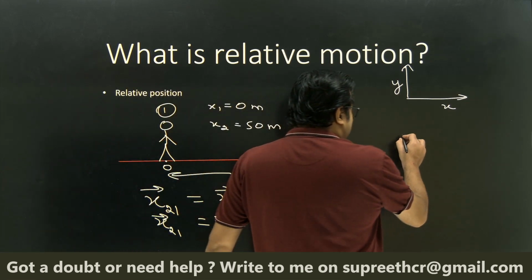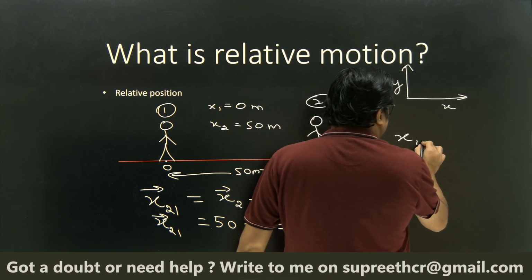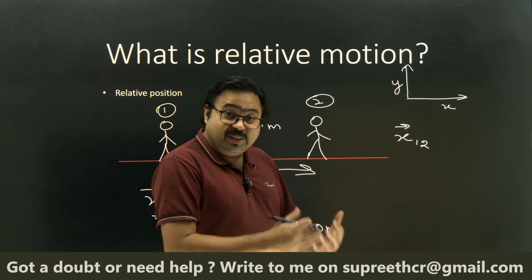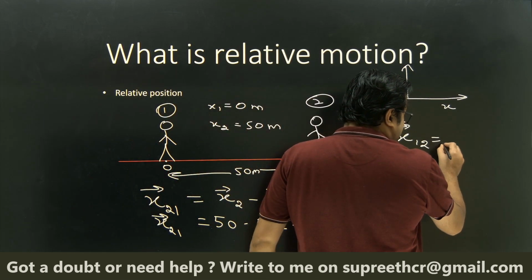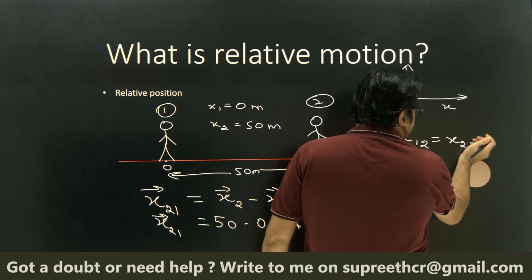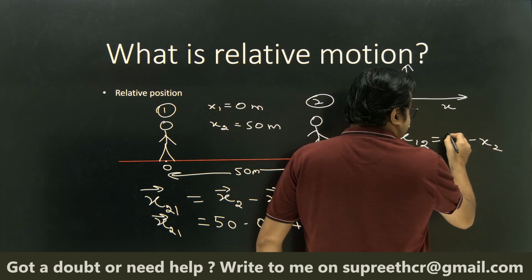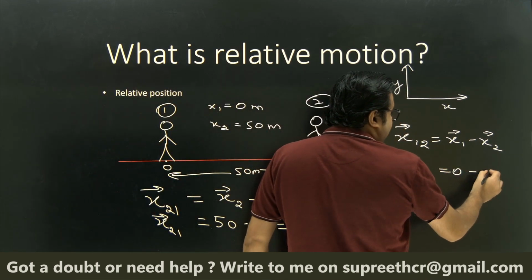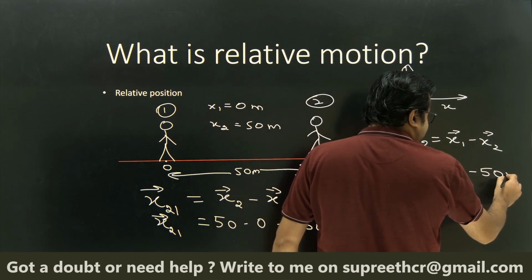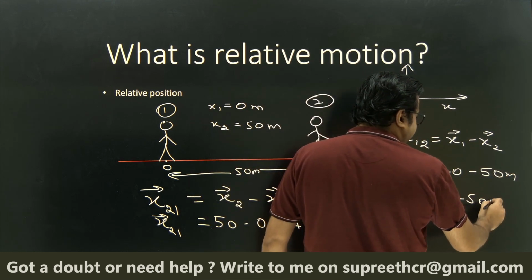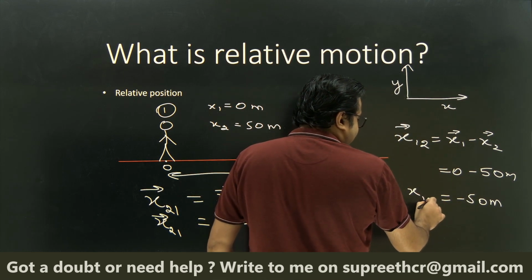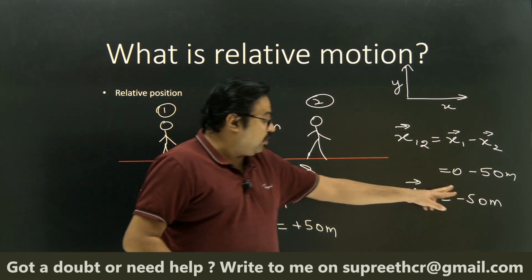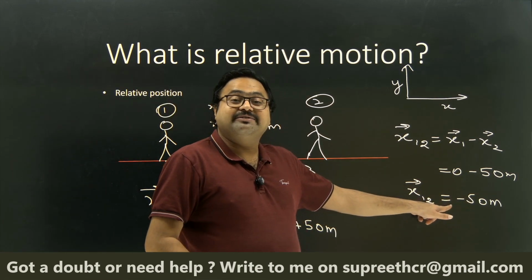Now going further, if you ask me, sir, what is x12, or the position of the first person relative to the second person, as seen by the second person, then you can write it as x1 minus x2. You know that x1 is anyway 0 meter for this example. So this is 0 minus x2, that's 50 meter. So the answer you get is minus 50 meter, which means the position of the first person as seen by the second person is also 50 meter, but in the negative x direction.